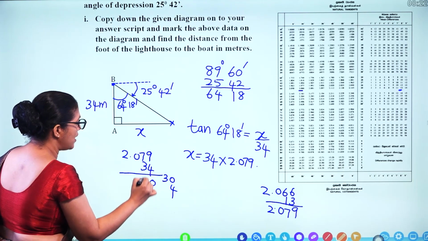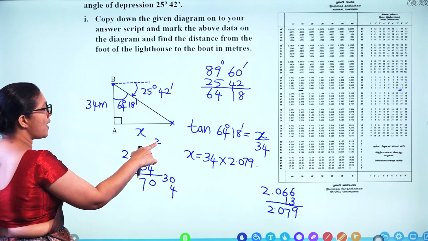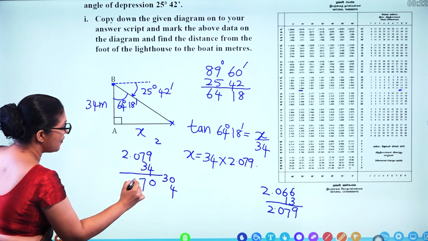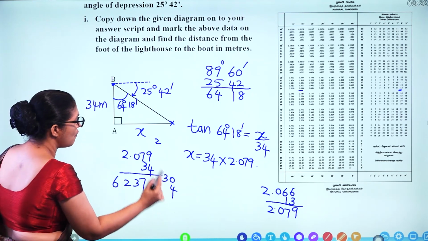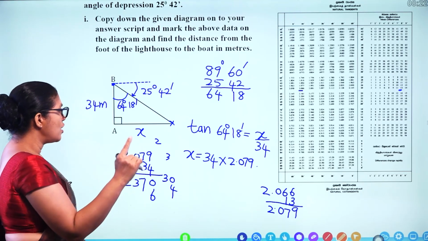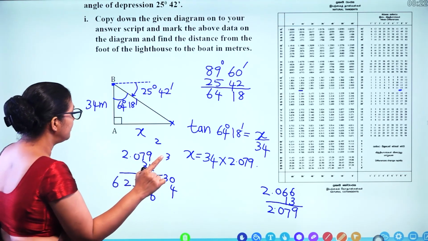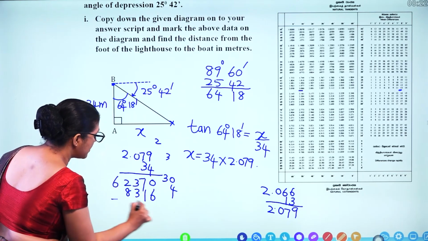3 times 9, 27. 2 remaining. 3 times 7, 21. Plus 2, 23. And 3 times 2, 6. 4 times 9, 36. 3 remaining. 4 times 7, 28. Plus 3, 31. And 4 times 2, 8.